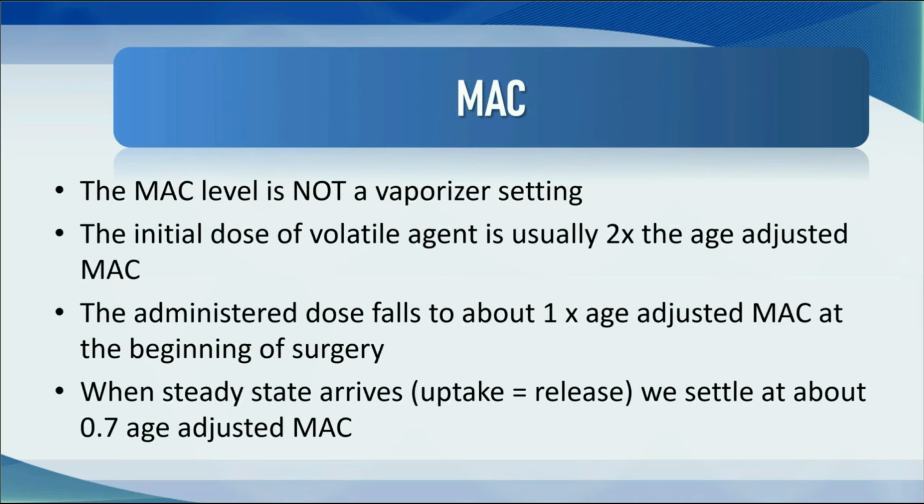The MAC is not a vaporizer setting. However, initial dosing on inspiration of volatile anesthetic is usually a multiple of the calculated MAC for that patient, so that adequate depth of anesthesia is achieved. When we talk about MAC, though, it is in expiration, end tidal gas. The initial dose of volatile agent is usually twice the age-adjusted MAC. The administered dose falls then to about 1 times the age-adjusted MAC at the beginning of surgery, and when steady state arrives, where uptake of volatile agent equals release, we settle at 0.7 of the age-adjusted MAC.